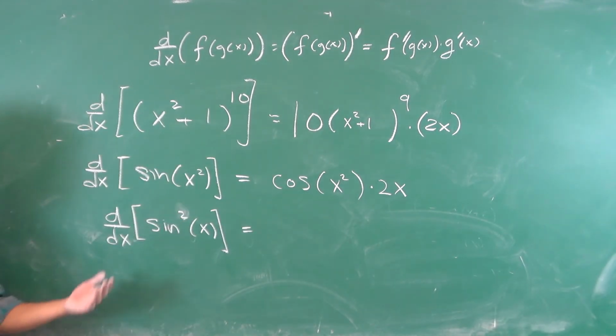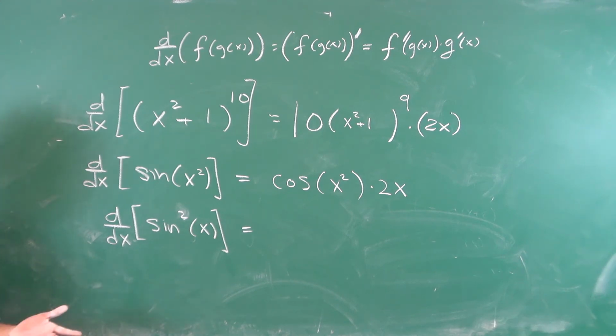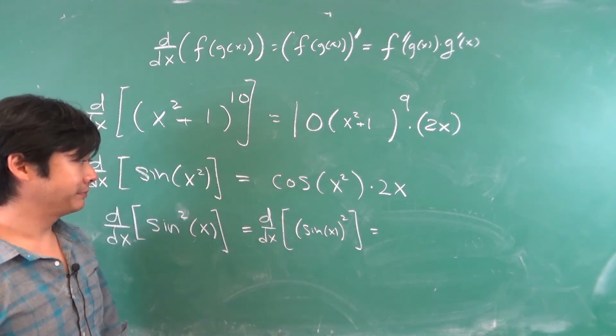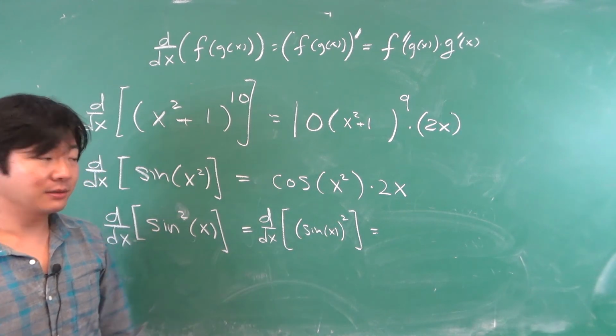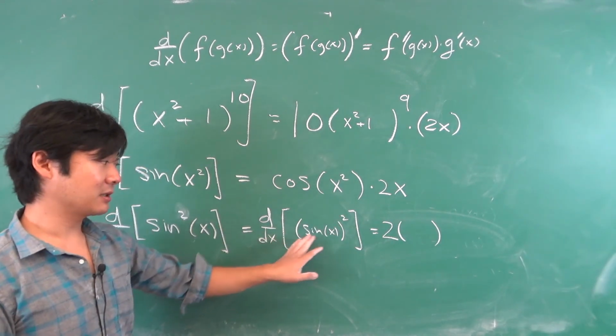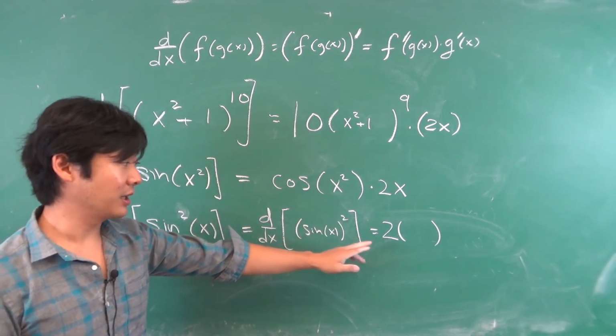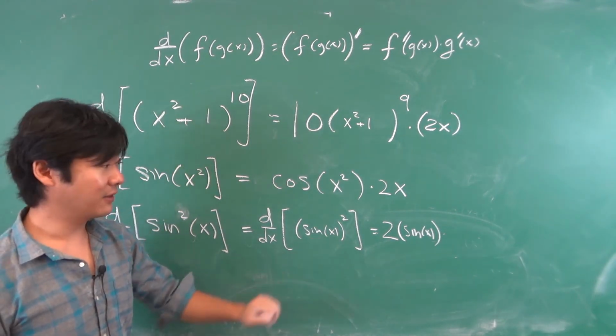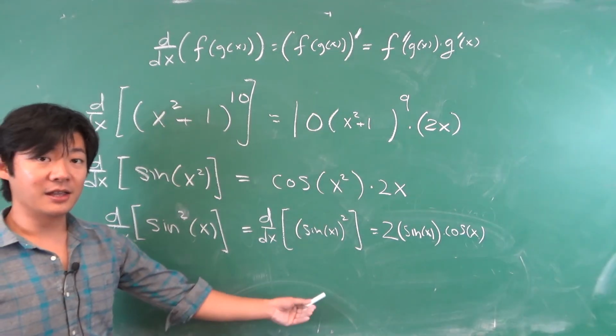The derivative of sine squared. So this is a composition of the square function and the sine function. Now the outside function is x squared, and so the 2 comes out, and we have 1. Plug in the inside function, and then multiply in the derivative of the inside function, which is cosine. And so this is chain rule.